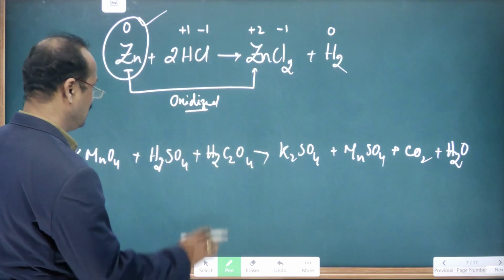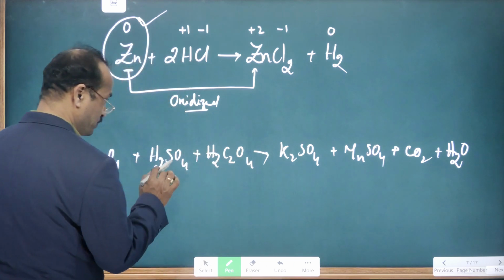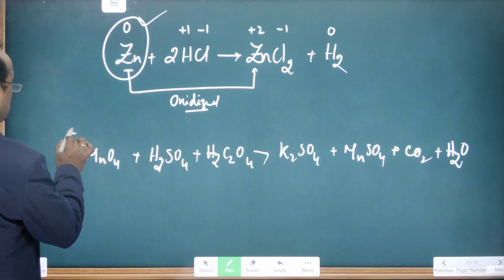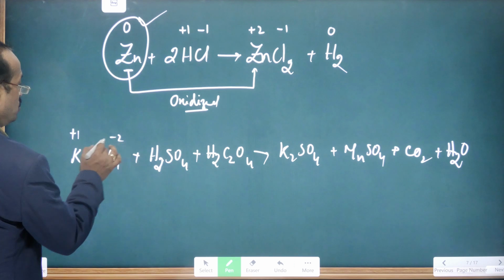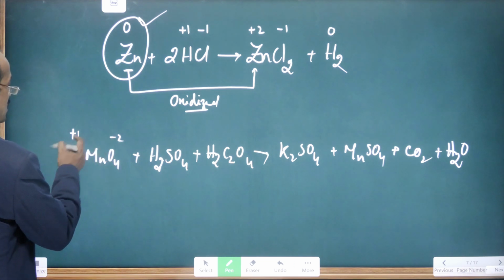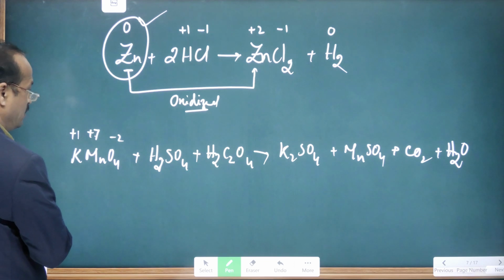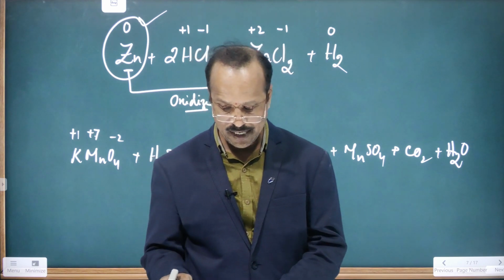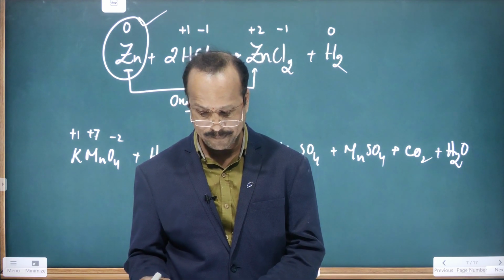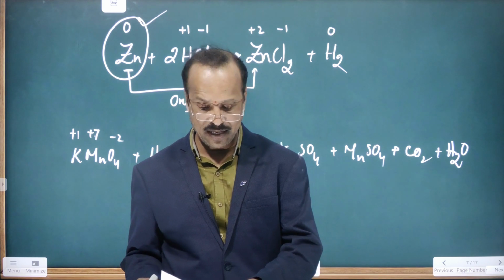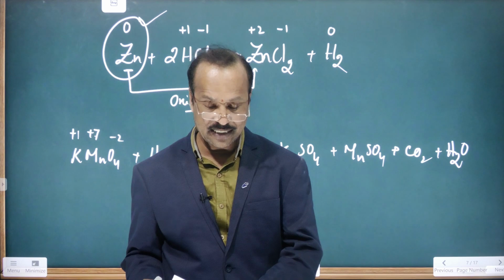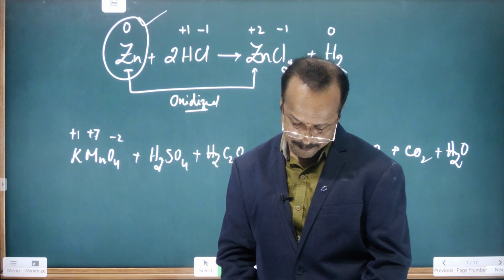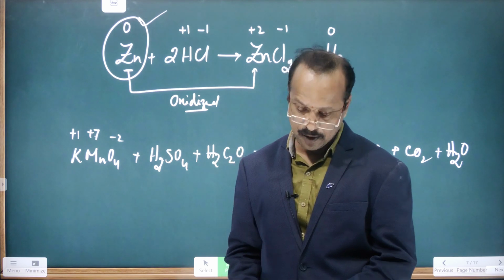So here, students, very simple I'll say. From here you see potassium is +1, oxygen is -2. So -2 times 4 is -8, +1, so this manganese is +7. Right? Now here sulfuric acid, H2SO4. On page number 77, sulfuric acid is given as an oxidizing agent. Already it is given on page number 77.